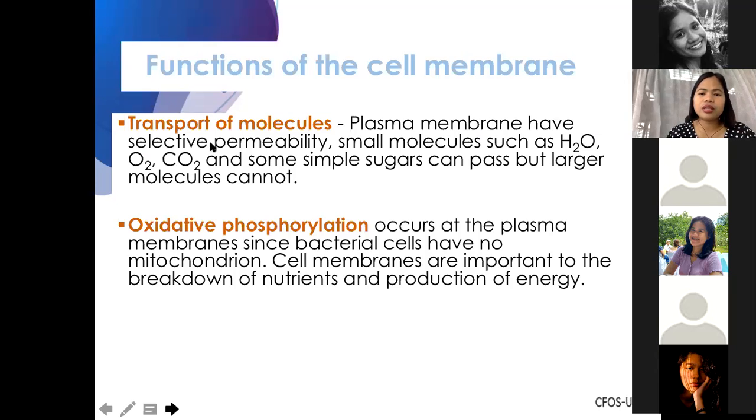Take note that our cell membrane, or the plasma membrane, is a selectively permeable membrane. When you say selective, it has a selective permeability. It allows the entry and exit of some elements or molecules, while it also inhibits the entry or exit of other molecules. It has selectivity, it is choosy.